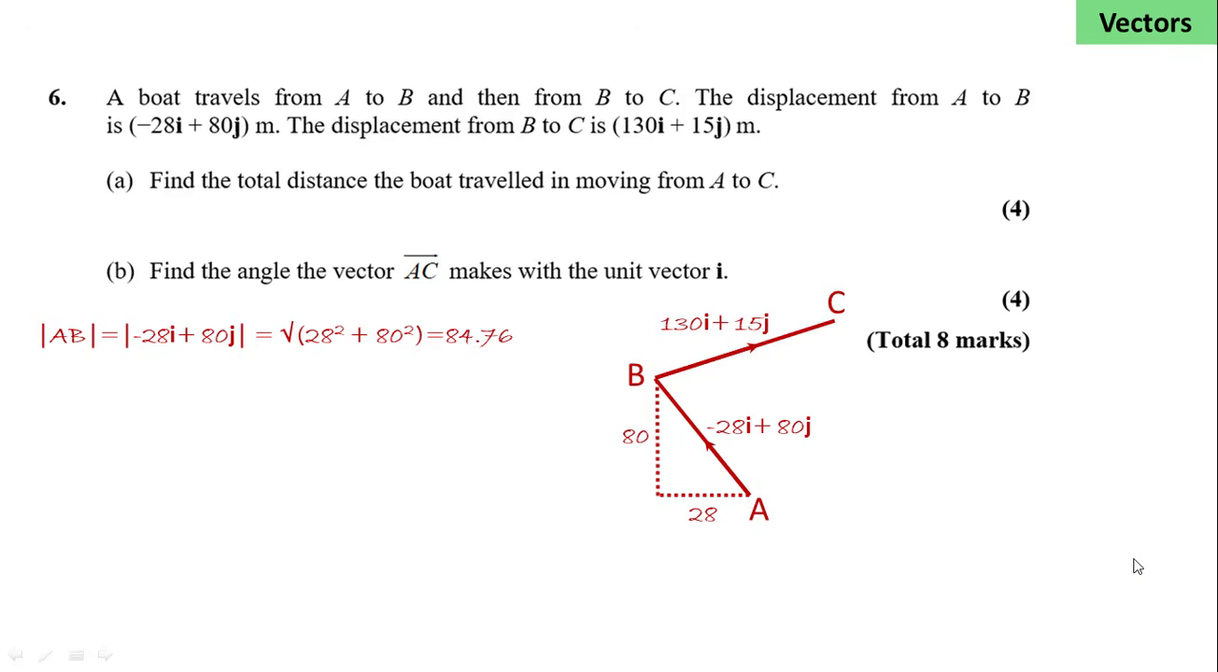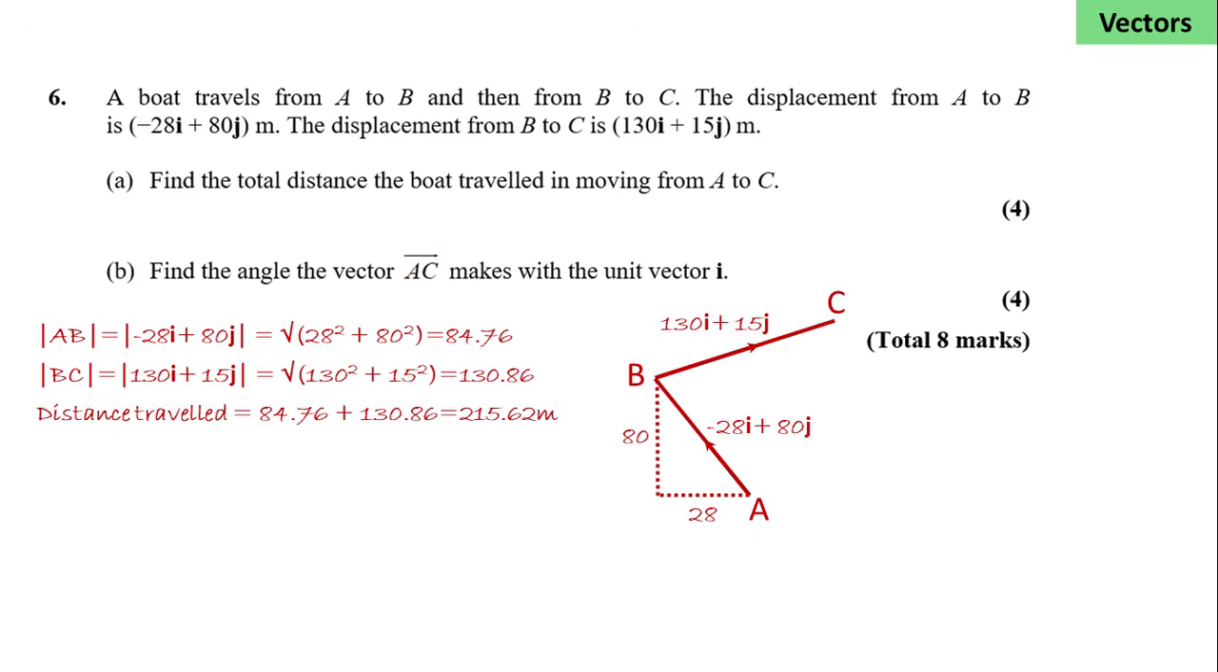So here we use Pythagoras. And similarly, for the magnitude of BC, we use Pythagoras. The distance travelled will be the sum of these two magnitudes, 215.62. We're asked to find the angle the vector AC makes with the unit vector I.